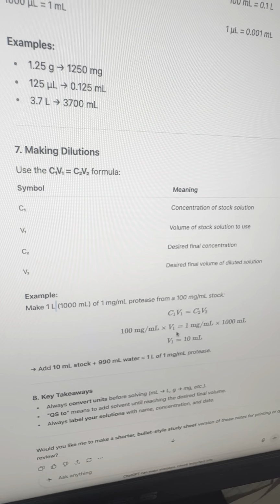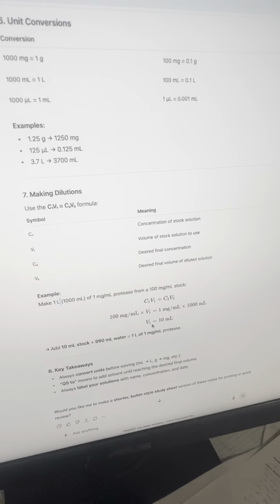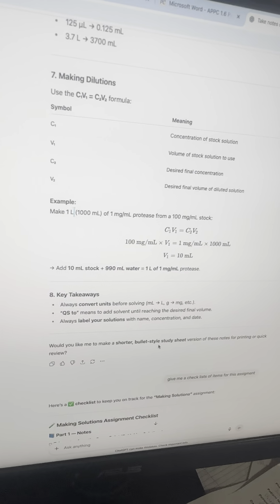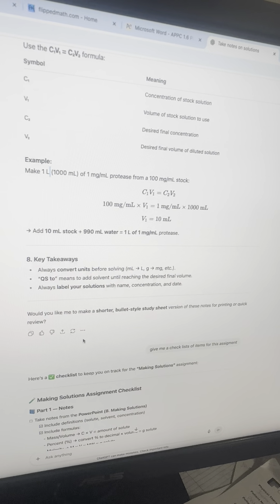C2 times V1. I guess you can also do it this way, but try to stick with this. That way it's the same formula, just converted to this. That's kind of confusing, maybe ignore that. So QS means quantitative solution. Always convert units, always label.